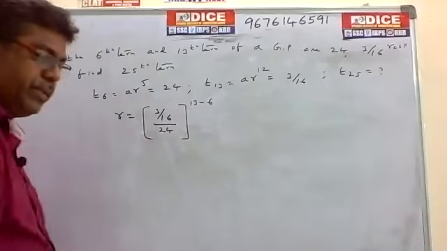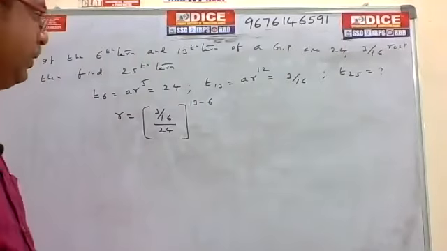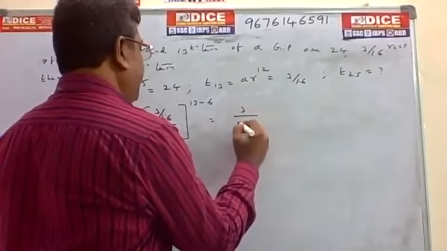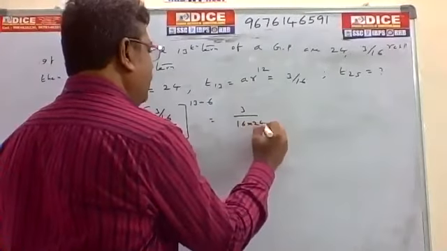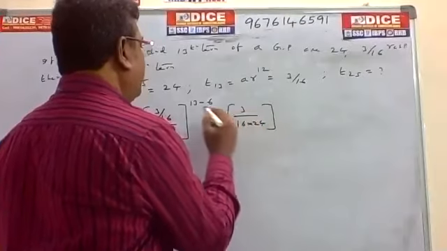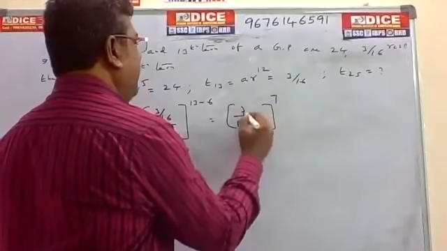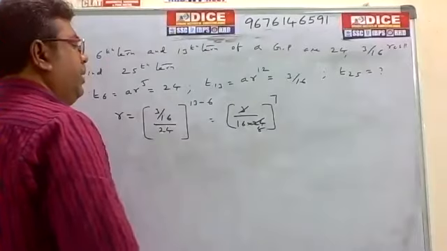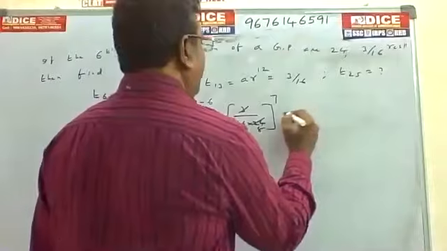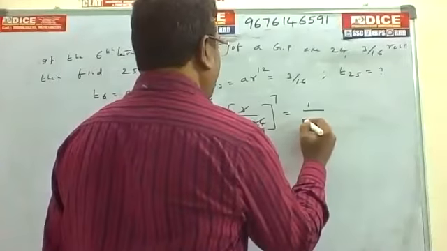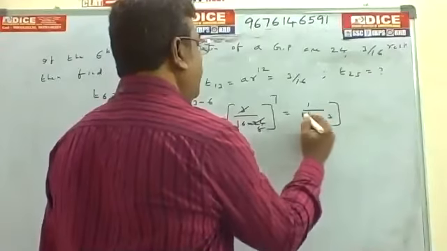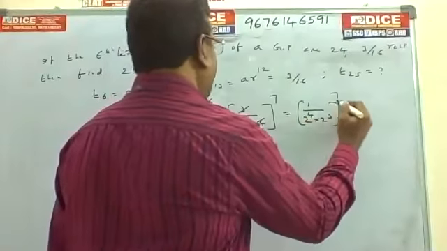13 minus 6. So this is equal to 3 by 16 into 24 whole to the power of 13 minus 6, which is 7. 3 ones are 3, 3 eights are 24. This is equal to 1 by 16, which means 2 to the power of 4, and 8 means 2 cube, whole to the power of 7. So whole to the power of 6.